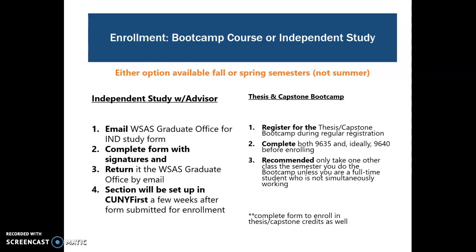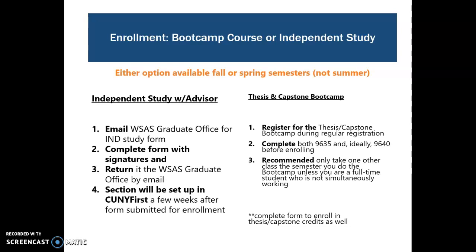If you take an independent study with your advisor, you simply email the Wiseman Graduate Office for the independent study form. You'll complete that form and get the required signatures, and then you'll return it to the graduate office by email. They will then set up a section in CUNY First. It may take a few weeks after the form is submitted, but once that section's set up, you can just go into CUNY First and enroll in your independent study with your advisor.